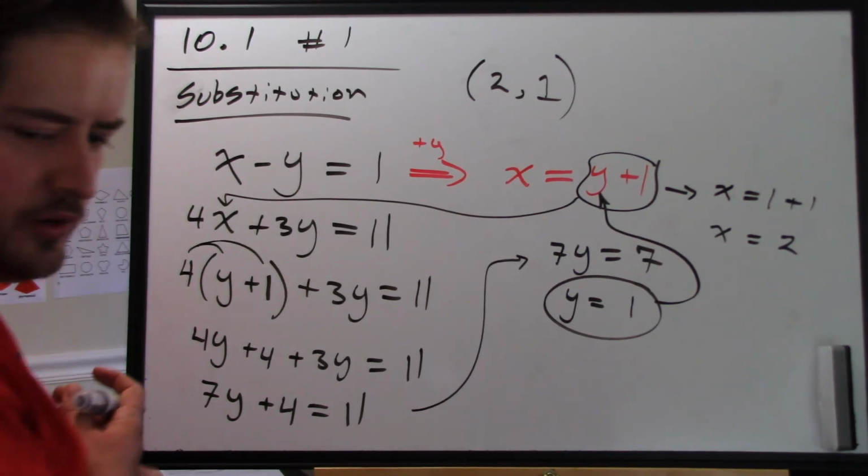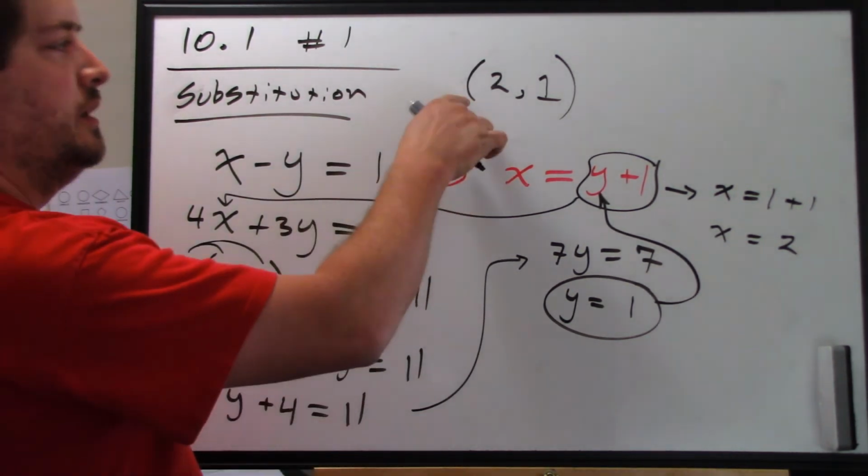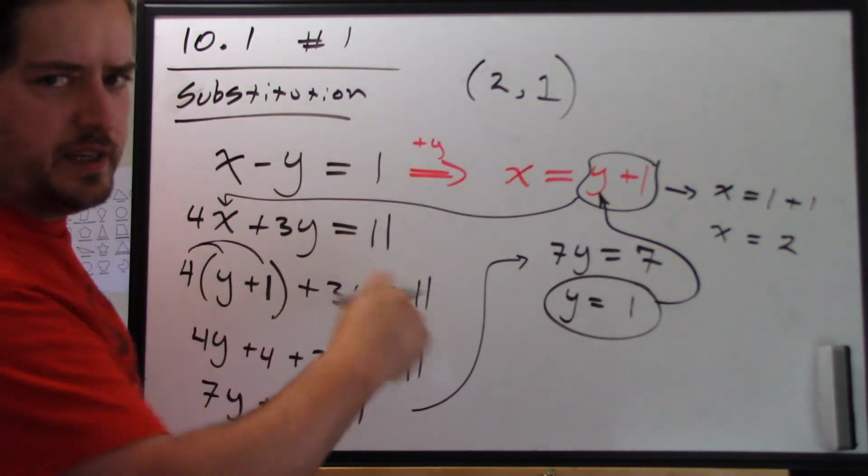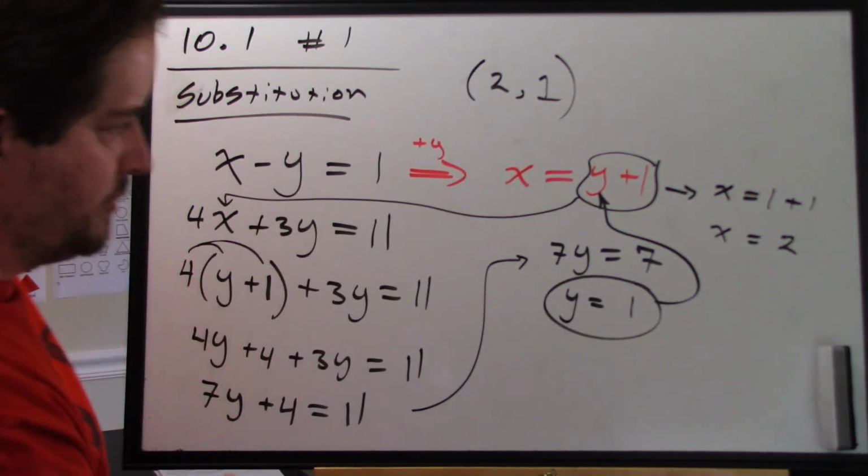And that's how they want you to put it into the homework. Parentheses as an ordered pair, parentheses 2 comma 1, no spaces, and that should do it for us.